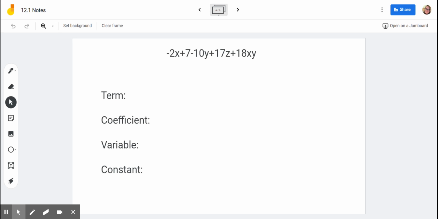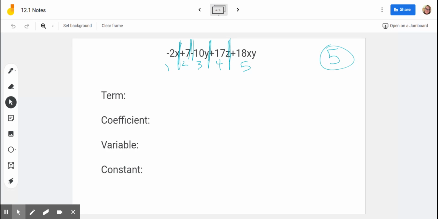So first thing I want to do is separate them at the additions and subtractions. So I see an addition here. There's a subtraction right there. There's a plus right there and another plus. Okay, so how many do I have? I have 1, 2, 3, 4, 5. So let me put 5 over here.